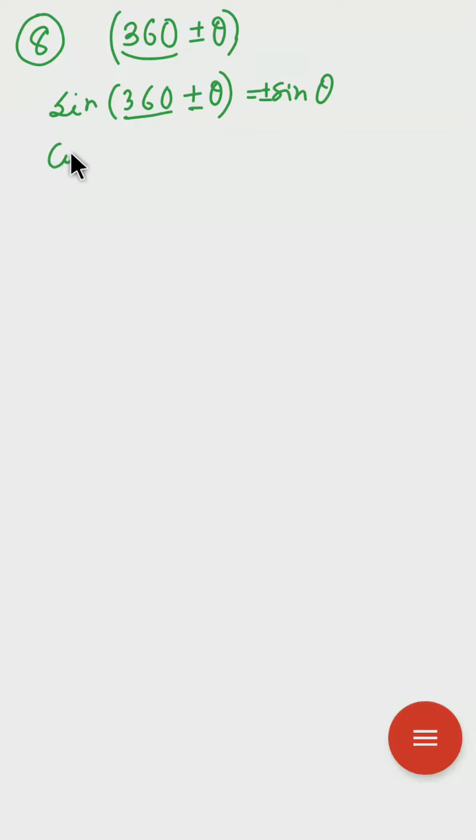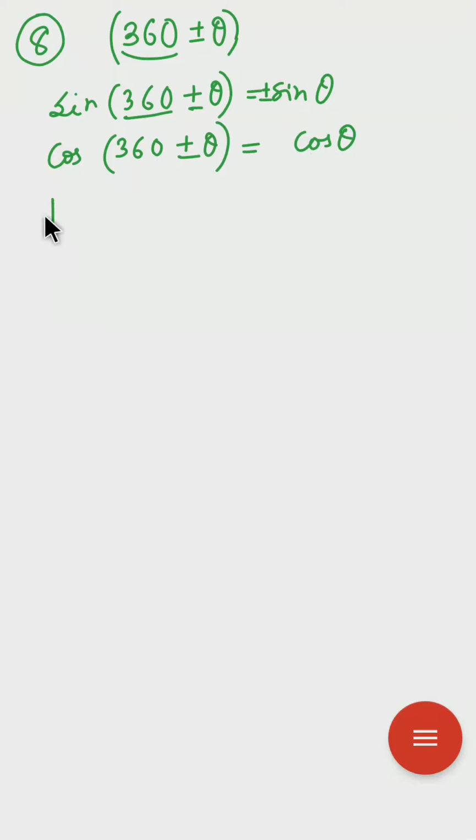Similarly, cos 360 plus theta, we will neglect 360. So this will be considered as cos of theta, which is cos theta obviously. And if I take minus here, then again we will neglect the 360 degree part. This whole thing will be considered as minus theta. Cos of minus theta we have learned to be cos theta. So this is just cos theta.